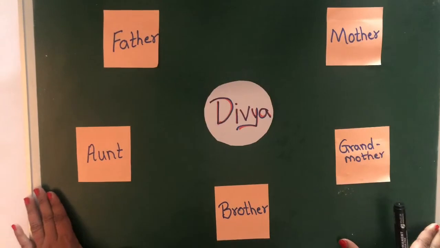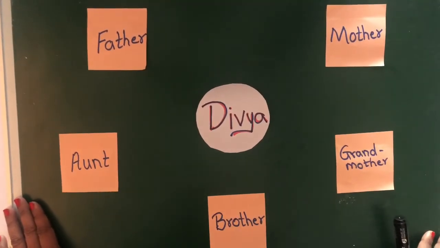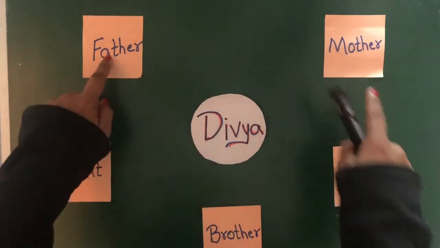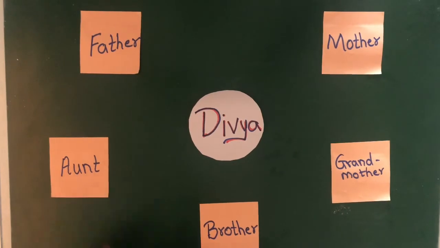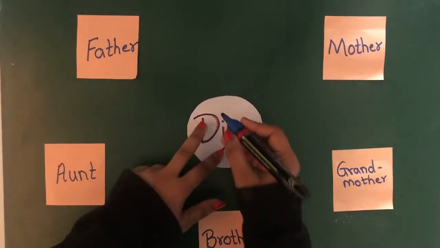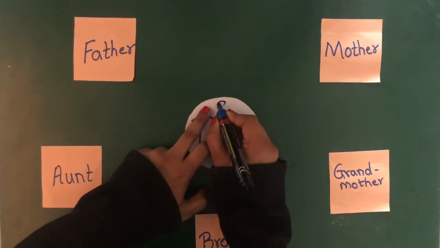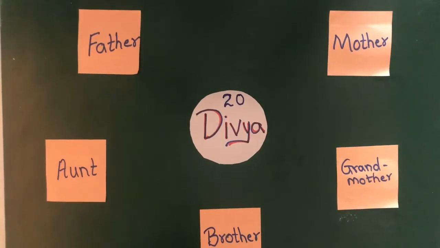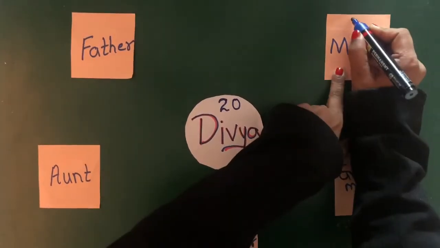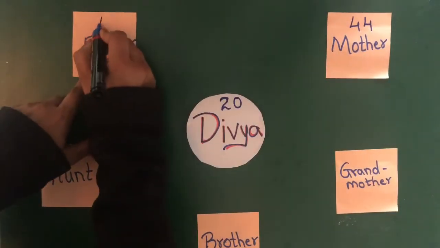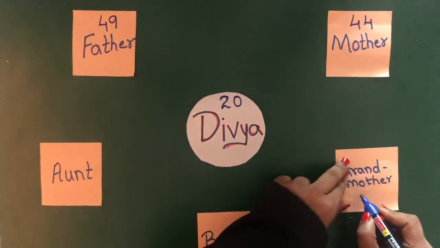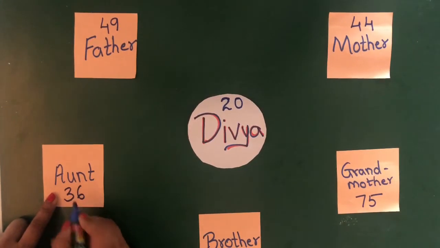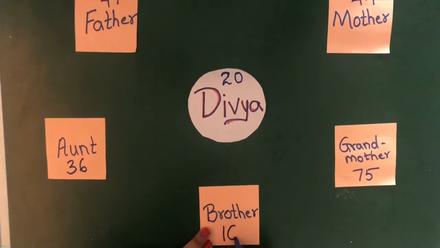I have an interesting mathematical problem for all of you, and it relates to Divya's family. You see here, we have Divya, mother, father, grandmother, brother and aunt. And the interesting thing is that I know Divya's age, and that is 20 years. So Divya is 20 years old, and I know mother's age, that is 44, father is 49, grandmother is 75, aunt is 36, and younger brother is 16 years old.